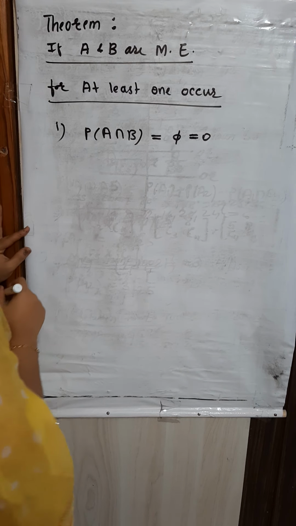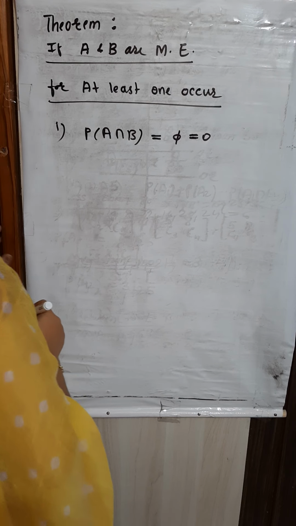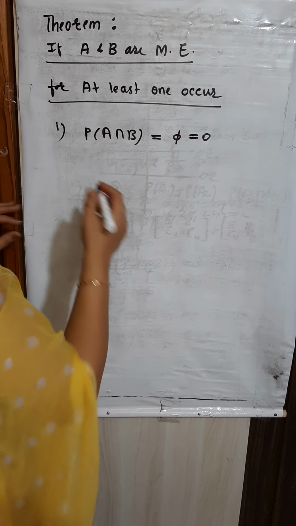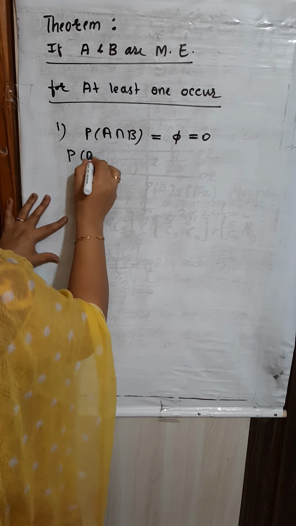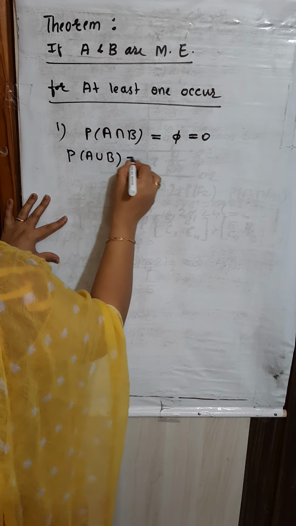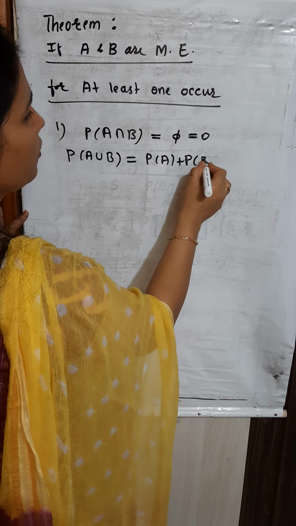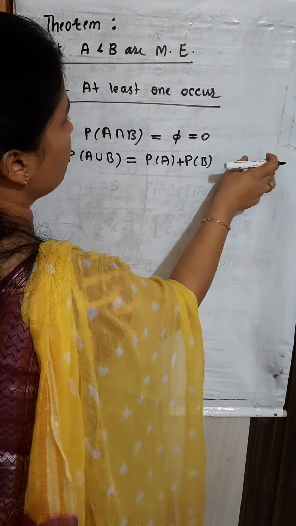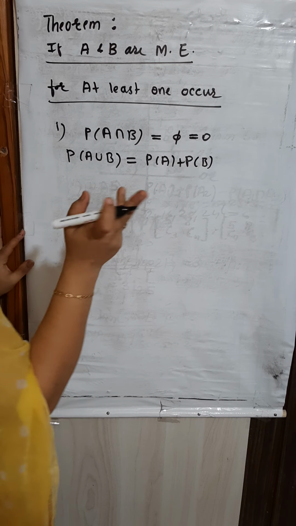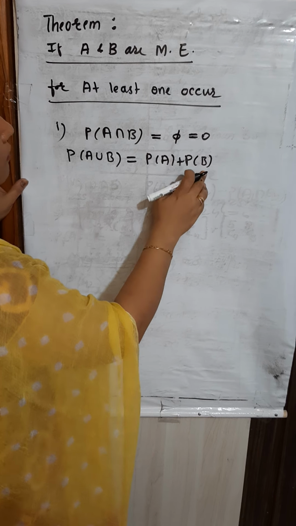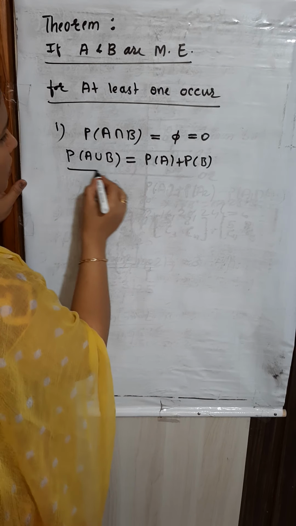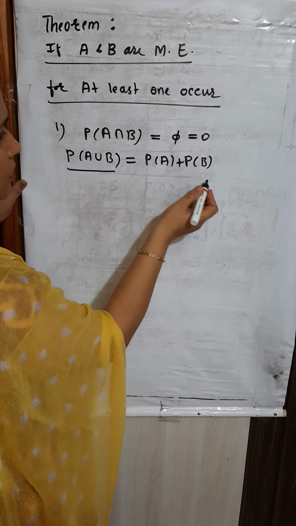If we want to find the probability that either A or B occurs, that will be the probability of A union B, which is equal to probability of A plus probability of B only. Because if we write minus probability of A intersection B, that is equal to 0. This statement is for when A and B are mutually exclusive, then either A or B occurring is equal to this.